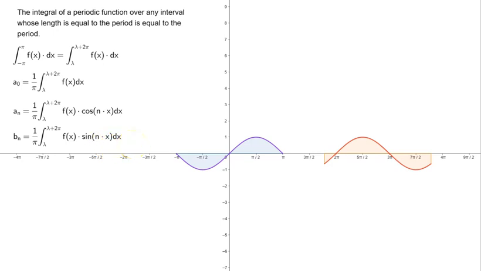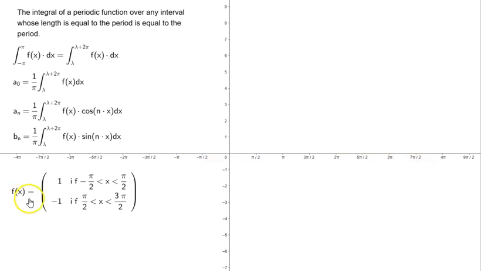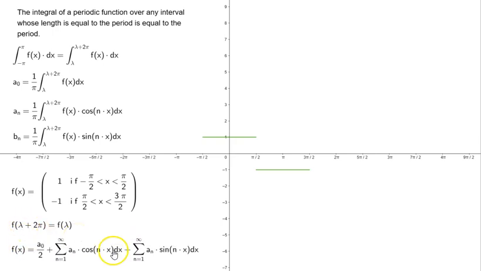Keeping this in mind, let's figure out the Fourier series for this function, a piecewise function. Now here f of x is equal to 1 if x is between minus pi by 2 and pi by 2. And it is minus 1 if x is between pi by 2 and 3 pi by 2. Let's graph this. This is what we get. Okay, and we know f of lambda plus 2 pi is equal to f of lambda. And we know this is the Fourier series formula.